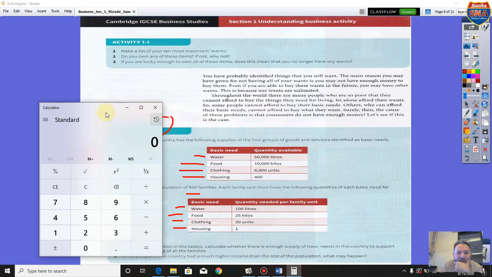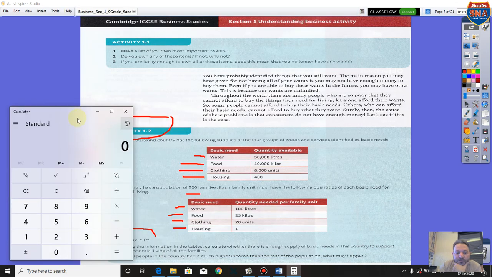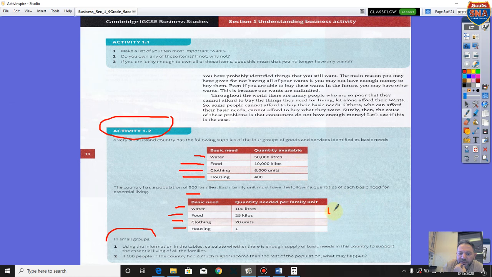So we are going to divide the number of waters, as you see, 50,000, divided by the number of families, 500. So the answer will be 100 liters. Is the water enough? Yeah. Because the basic need for each family is 100 liters, and we have 50,000 in this table, so the water is enough.